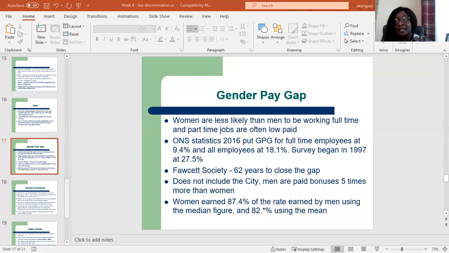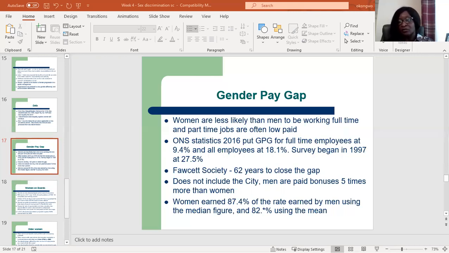Okay, so as I said, society expects women to look after children. Because of that, women are less likely than men to be working full time. Part-time jobs are often low paid. So this contributes to gender pay gaps that exist at all levels and at all stages.